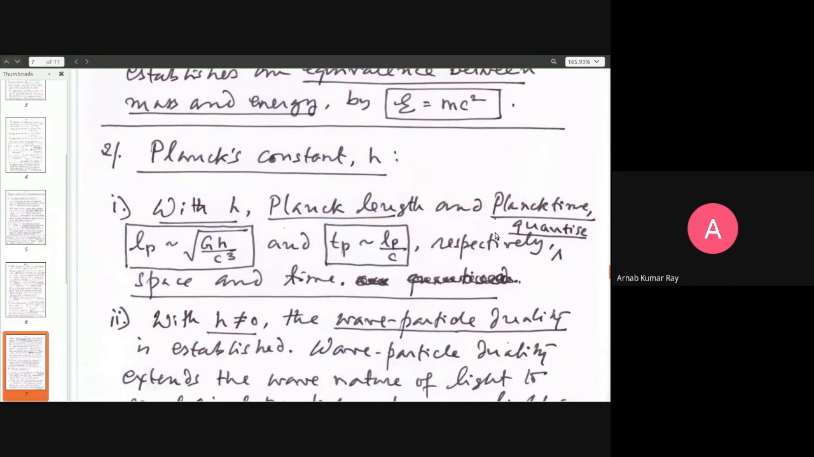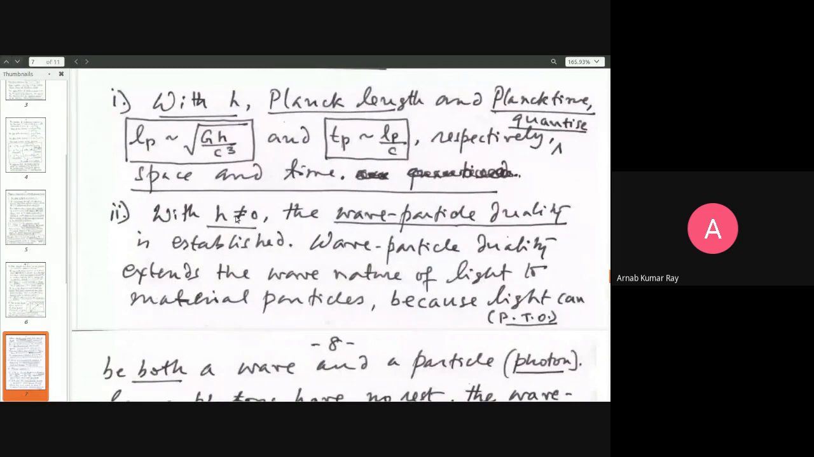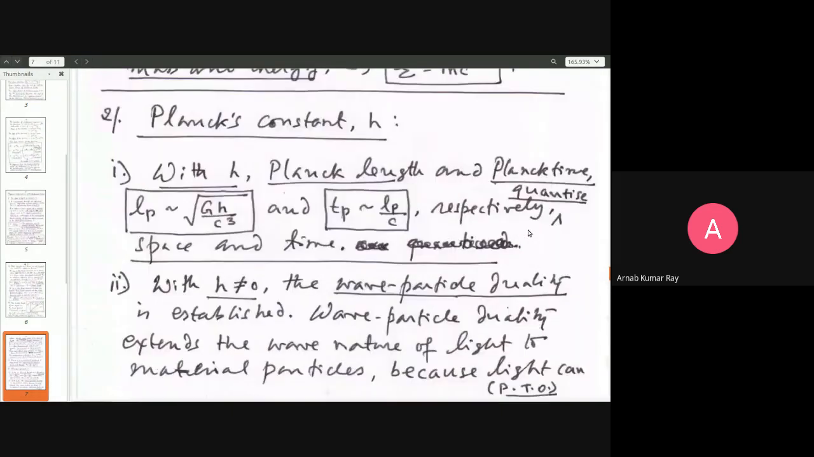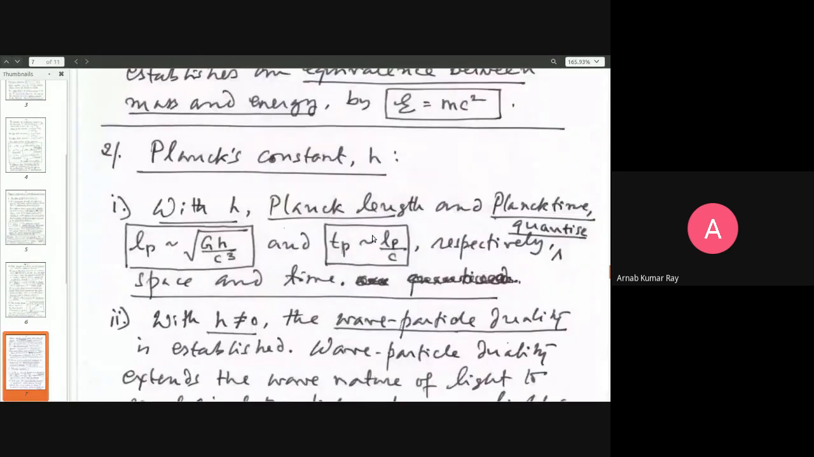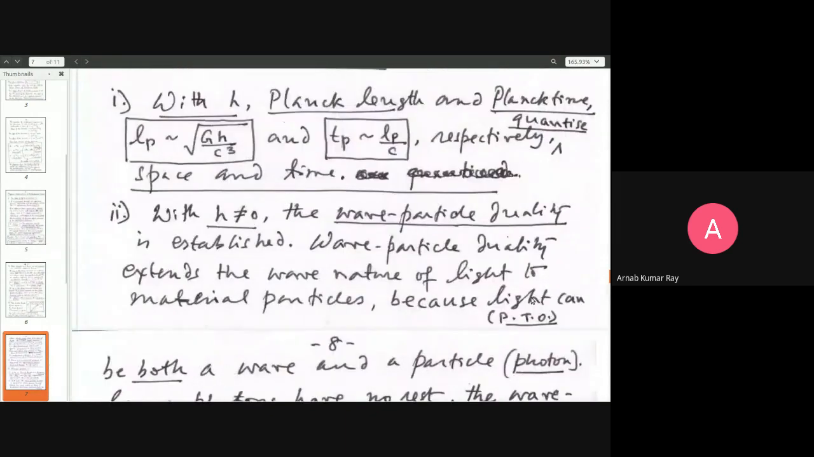Why am I saying probably? Because nobody has still been able to design the experiment that will probe Planck length. It is 10 raised to minus 35 meter, as we discussed in the last class. Right. Okay. Now let us see something else. With h not equal to 0, wave-particle duality is established. We are now looking at the implications of Planck's constant.